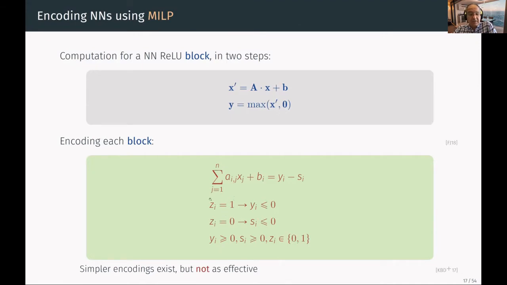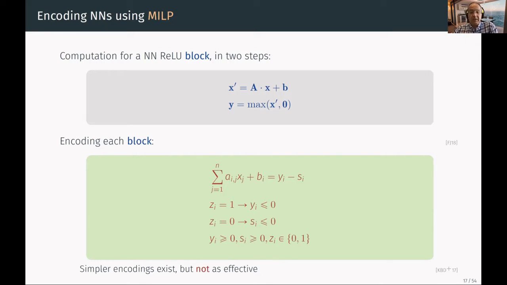So I make sure that I use a Boolean variable such that only one of these, yi and si, can be greater than 0. And this way, because they are both positive, I'm ensuring that one of them is going to be 0. And so either one or the other is 0. And in order to have equality, since both are positive, if the summation is positive, then it's equal to yi. If it's negative, it's equal to the complement, si. There are simpler encodings, but they have been shown not to be as effective.